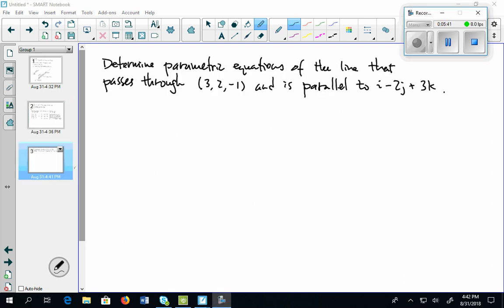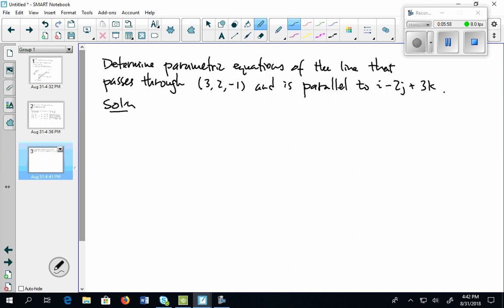Okay, let's determine parametric equations of the line that passes through the point (3, 2, -1) and is parallel to the vector i minus 2j plus 3k. So let's write up our solution.